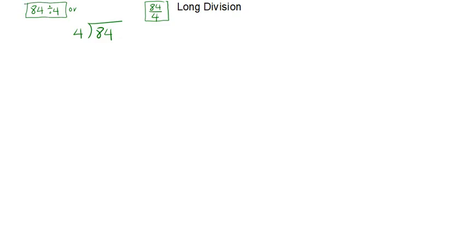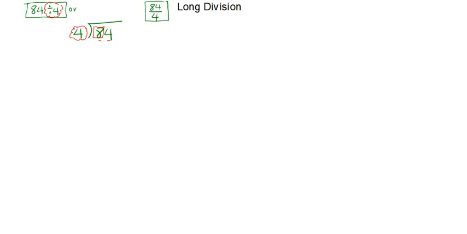What we are doing here is dividing by 4. So the divisor is 4. Dividing by 4 means we have 84 sweets, and we are dividing them into groups of 4. That's what this really means. Firstly, when we do long division, we start with one digit at a time, one number at a time. So let's start with the 8.